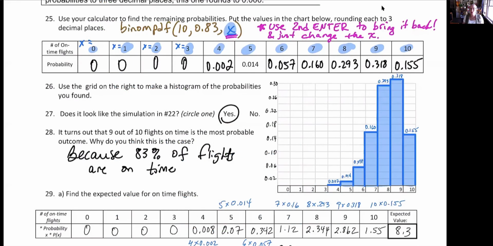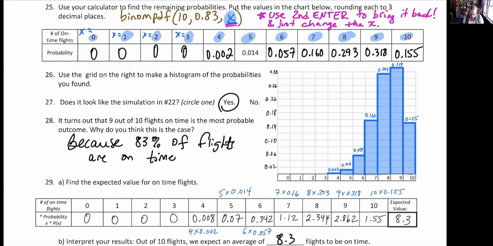Okay, so welcome back. I just want to point out a couple things. Number 29, finding the expected value. I did all these intermediate calculations. This is the number of on-time flights times the probability. So in each of these cases, basically, we're taking these two numbers and multiplying them together, and I put that product down here. Okay, so I'm taking 1 times 0, that's 0. Right, that's the number here. So essentially, we're just taking each of these numbers and multiplying them together. I did the intermediate calculations just so you could see what it looks like.